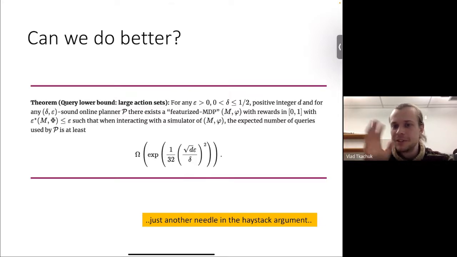Otherwise, if it's lower than delta, then we're fine because our goal is to make a delta optimal planner. And then all the other rewards are 0. And then we need to choose features, which we have the option to do, such that those features are sufficient to be within epsilon of approximating the value of that MDP. And we say with the Johnson-Lindenstrauss lemma, right, that we can do this with D features, where D is really a logarithm of the size of A, or A is exponential in D.